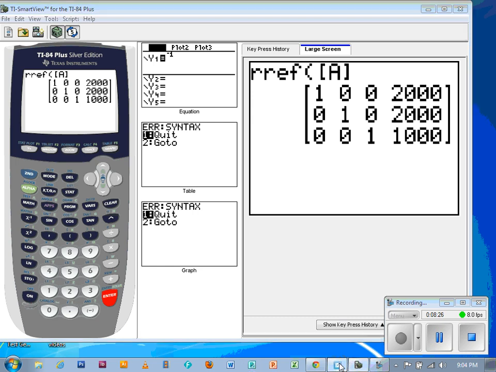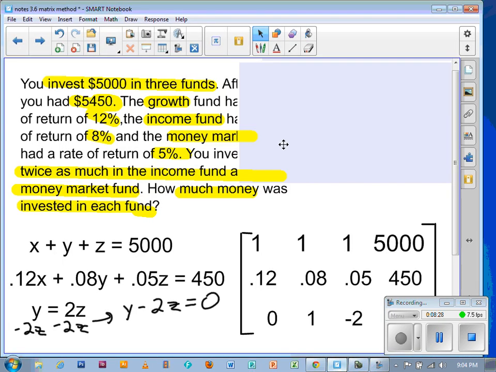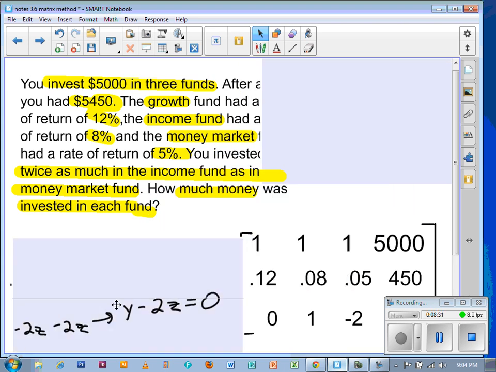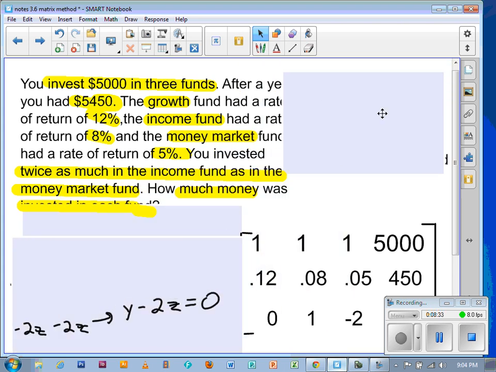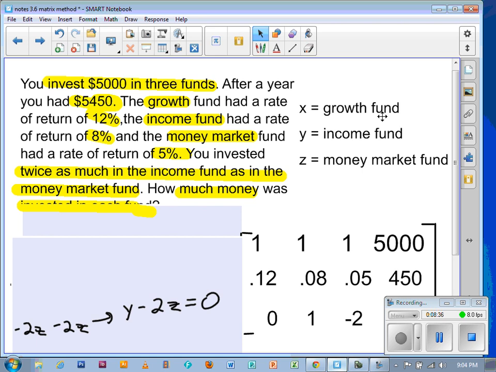Now let's look back at our notes and see what they stand for. We had 2,000 in our growth fund, 2,000 in our income fund, and 1,000 in our money market. And that would be our total. So you would label that as, this would be $2,000, this would be 2,000, and this one, of course, would be 1,000. And you can see the income fund is twice as much as the money market.